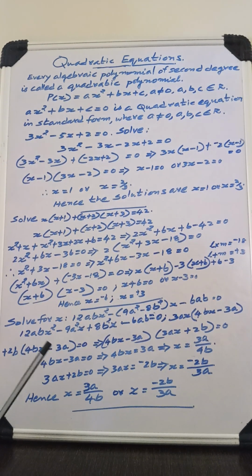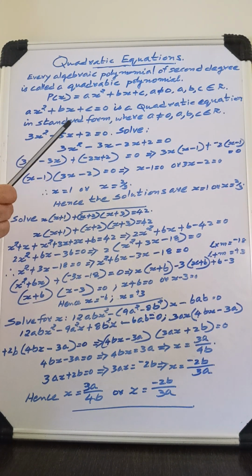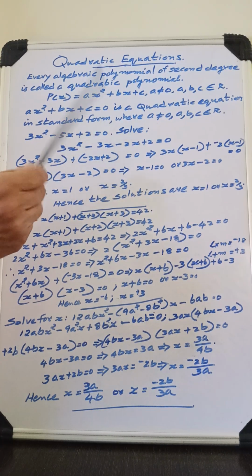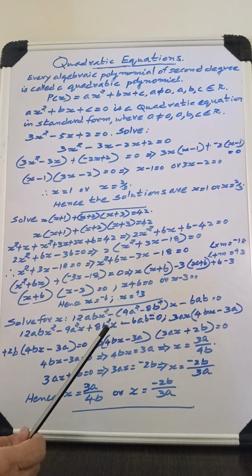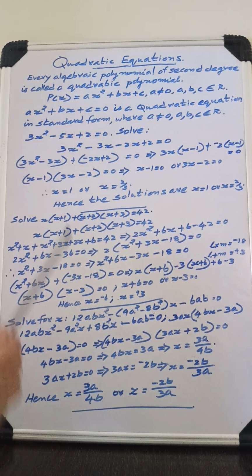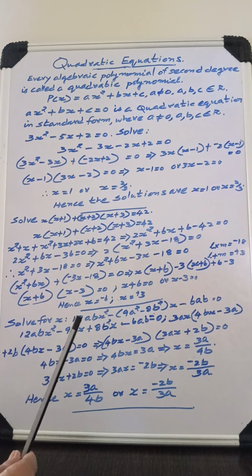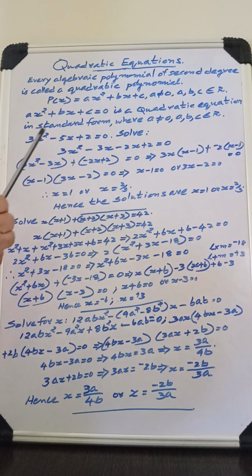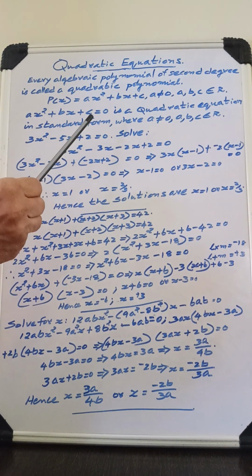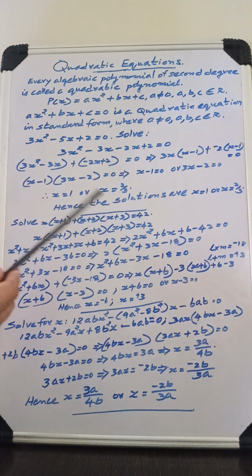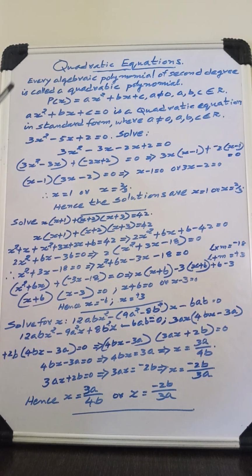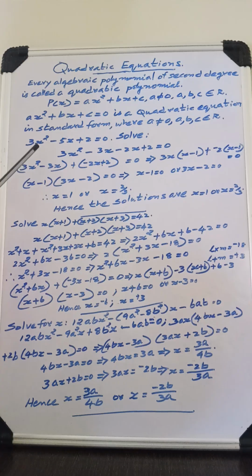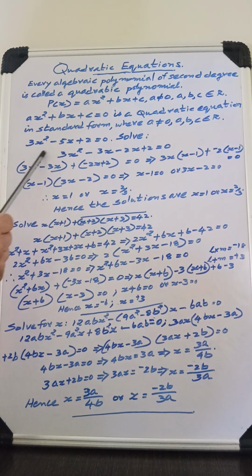Now, we can discuss a question. 3x squared minus 5x plus 2 equals 0. That is the question given here to solve. Solve the equation 3x squared minus 5x plus 2 equals 0 means you have to find the possible values of x in this equation.